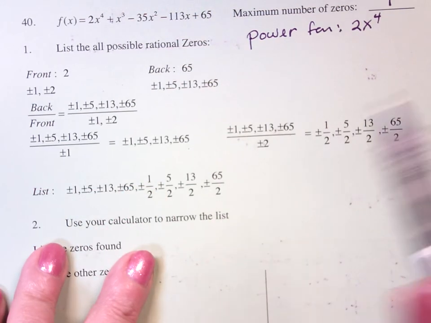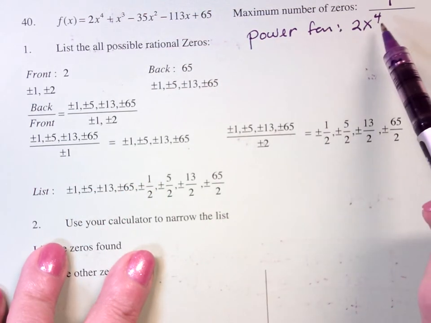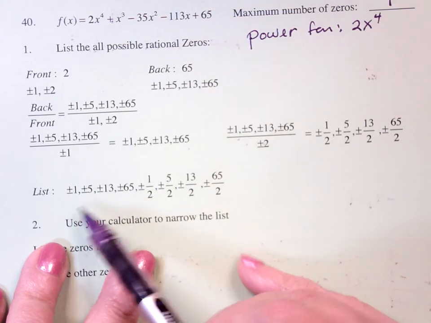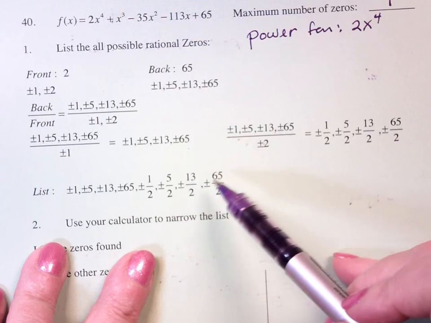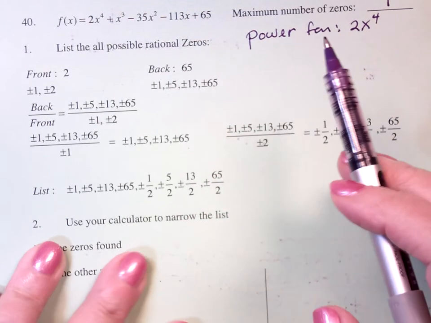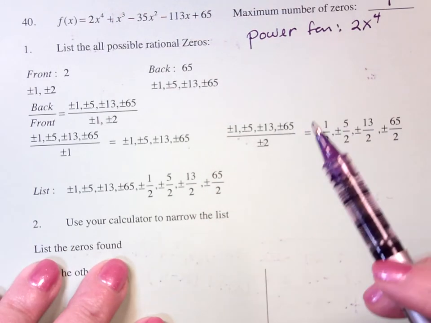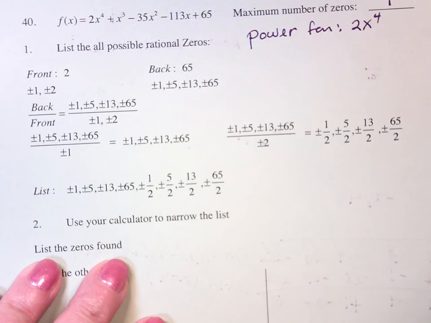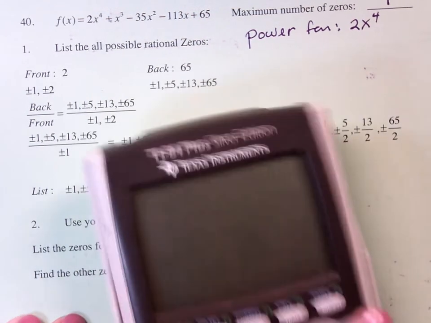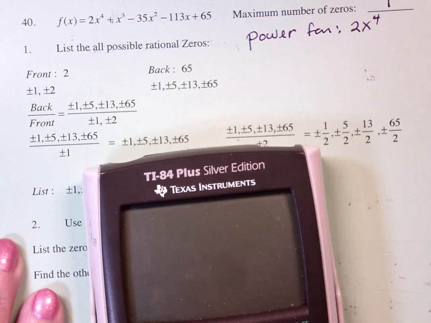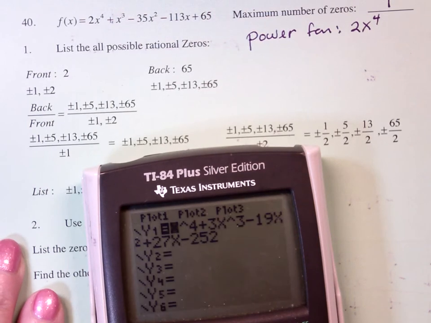So all in all, you have 16 candidates for the job, of which only 4 or fewer actually will be there. So we know what to do. The next part of the drill is to narrow the list using our calculator.